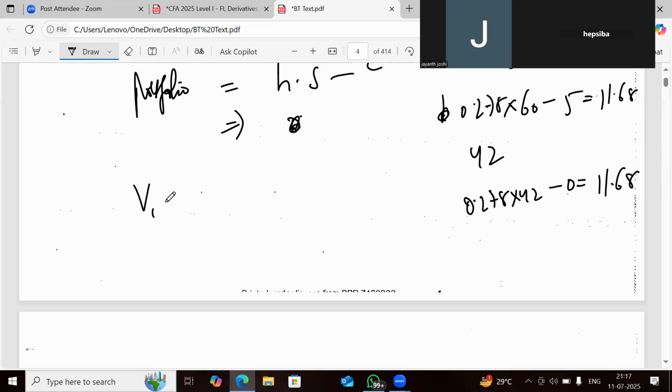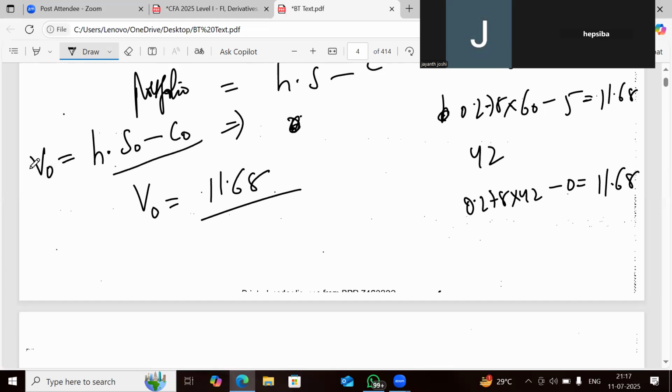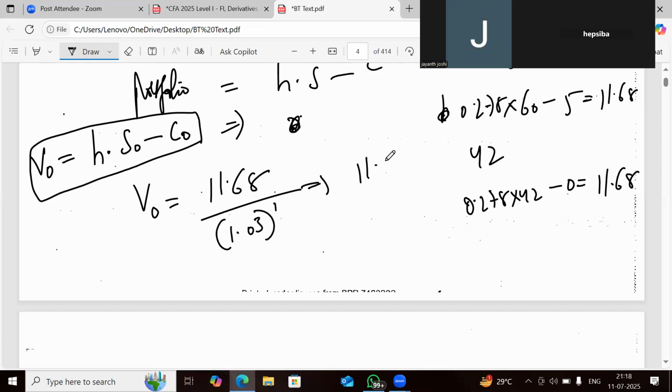So value of the portfolio as on today, these are the future payoffs. 11.68 divided by 1.03 is equal to H into stock today minus the call option as on today. We are dealing with the European call option. So we have to find out the value of the option as on today. So we will first find out the value of the portfolio today. It will become 11.34. So we will put this in the equation and find out the call option value.